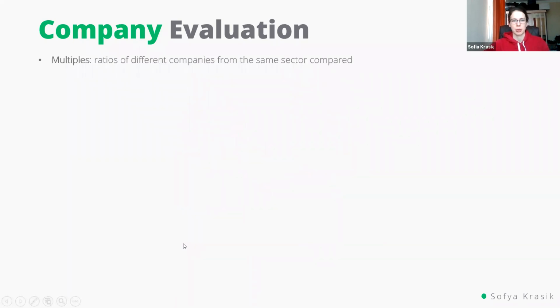Multiples, I believe, is one of the, reliable is not a good word, but definitely one of the most used ways to evaluate the company. What does it mean? Multiples is an approach which is based on using different ratios and comparing them with the industry average. How may it look?